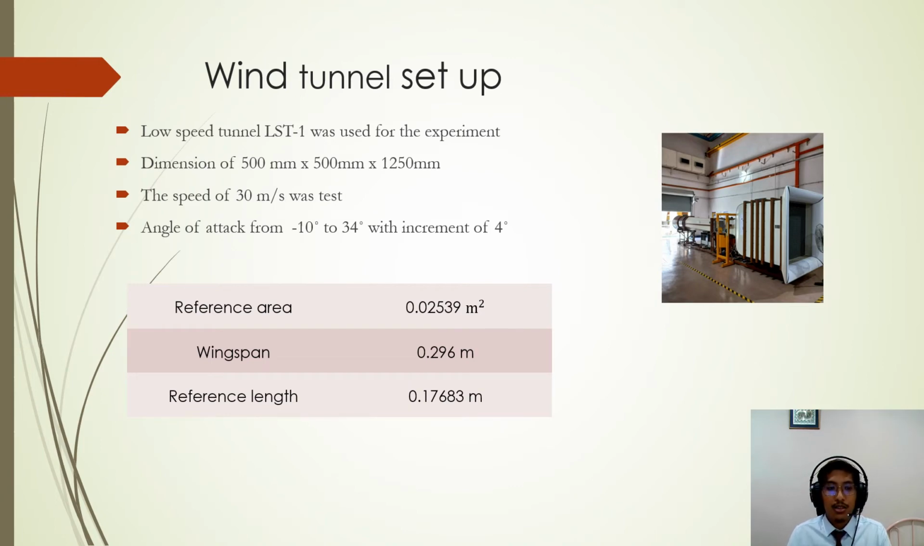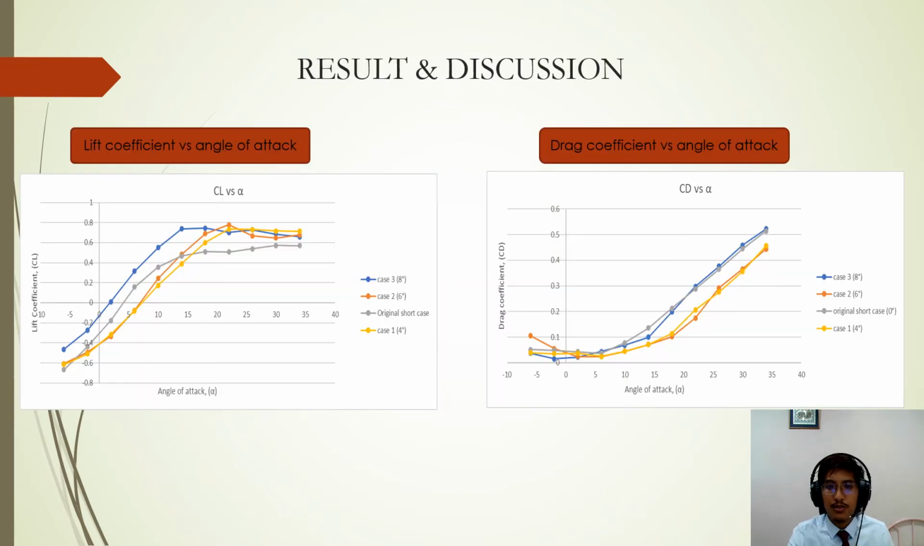And here are the parameter values for the blended wing body. First is the reference area, which is 0.02539 meter square, and the wingspan length is 0.296 meter, and the reference length is 0.17683 meter. So for the results, firstly is the lift coefficient versus the angle of attack.